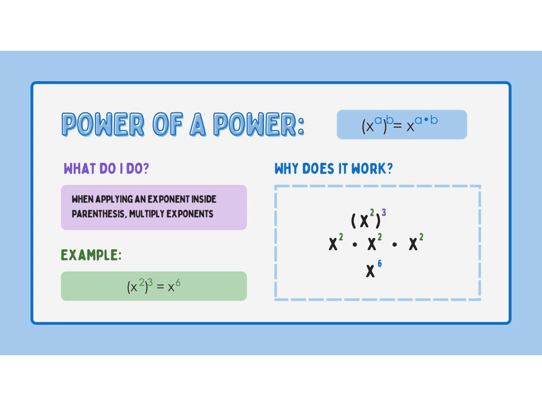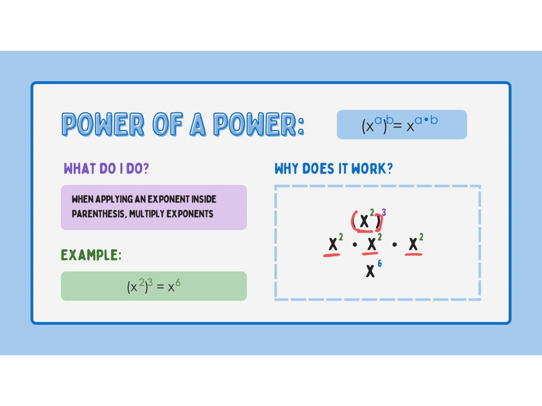The power of a power. So now you have something in parentheses raised up to a power. So you have x to the second raised to the third power. So what this means is x to the second is multiplied by itself 3 times. So you have x to the 6th.